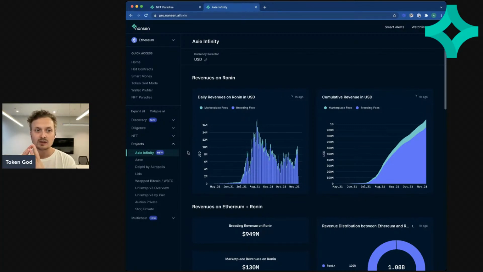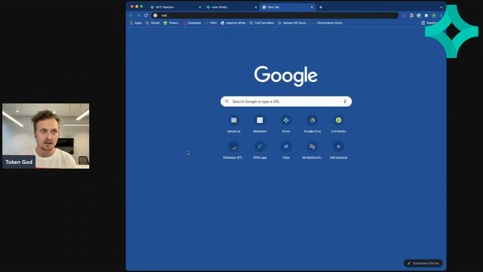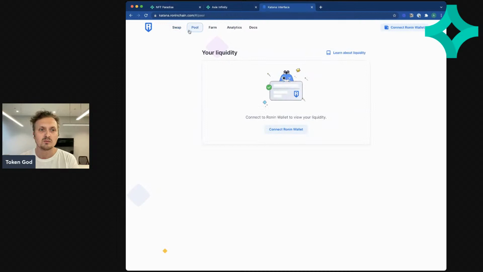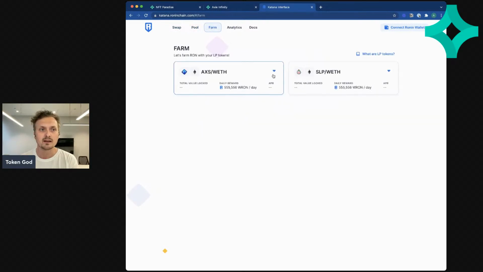there's recently been announced the Katana. Let's see, Katana. I think it's .roninchain.com. So this is the DEX on Ronin, which is Axie Infinity's blockchain. It was announced, as well as liquidity incentives for providing liquidity for Smooth Love Potion and the Axie Infinity Shard AXS against wrapped ether. You can pool this and you can also farm it by farming RON tokens. So this was one piece of news that dropped quite recently.